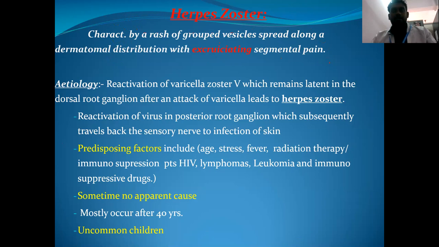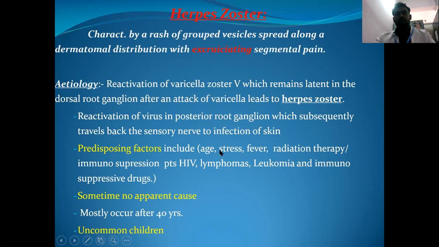The second clinical manifestation seen with the varicella zoster virus is herpes zoster. Basically, it presents with grouped vesicles along a dermatomal distribution with excruciating segmental pain. After the primary varicella zoster virus infection, that is, after chickenpox, the virus will not go away completely. It will stay in the dorsal root ganglia after an attack of varicella, which leads to herpes zoster.